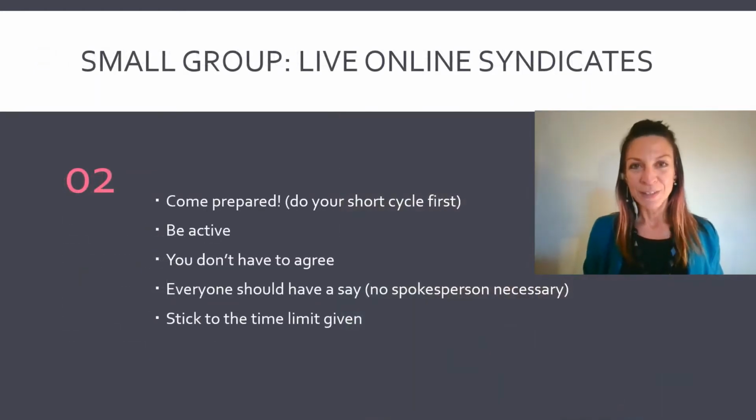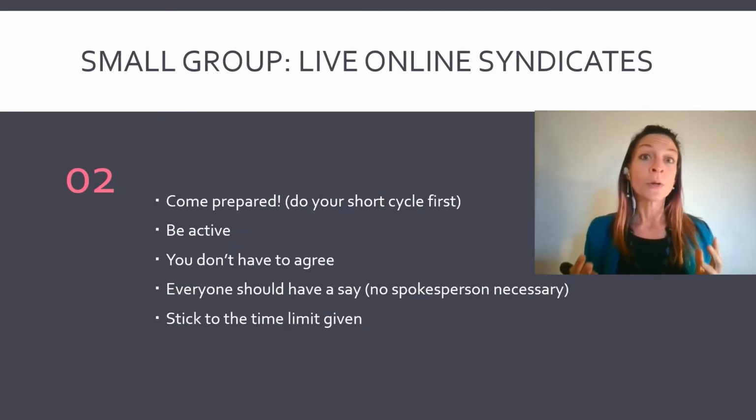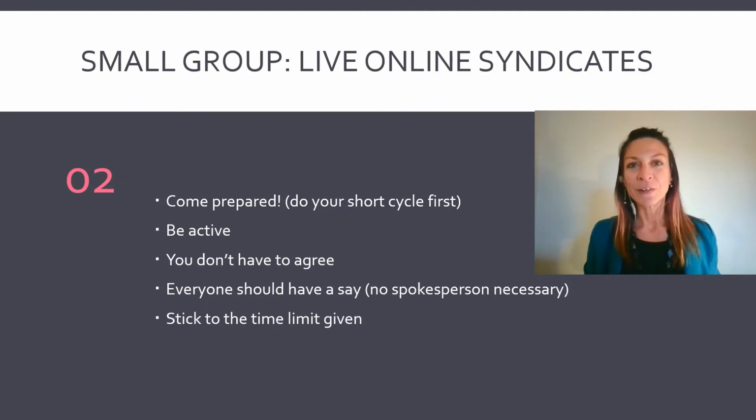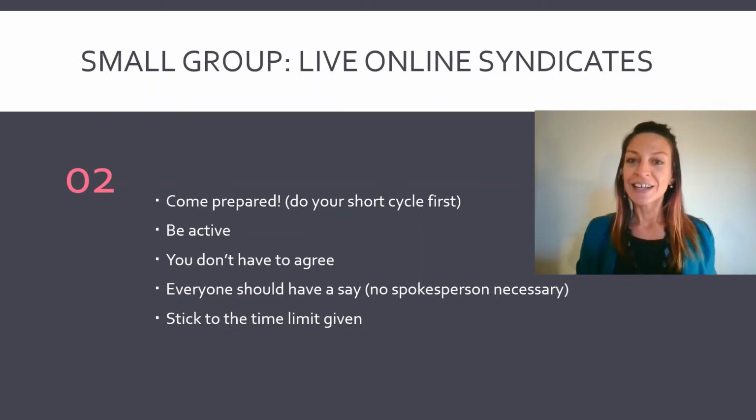In step 2, we will have live online syndicate group work. So come prepared, do your short cycle individual preparation first. And when you get to that online group, we're going to put you into small groups so that you can really talk to everyone. Be active. And remember, you don't have to agree. You just have to be respectful. And often when it comes to answering the group tasks that we set out for you, you're going to need to compromise. And everyone should really have a say in that discussion, okay?